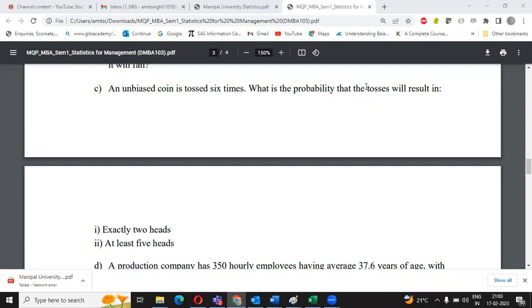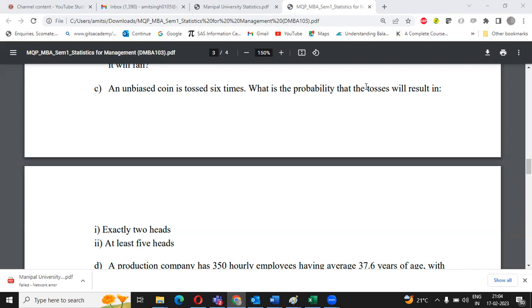Okay, in case of a coin problem, whenever I'm talking about a coin problem, two things can happen. Imagine if you're tossing a coin, either you get a head or you get a tail. The probability of getting a head would be 1 by 2. Similarly, the probability of getting a tail would be 1 by 2. And the total probability will be 1.